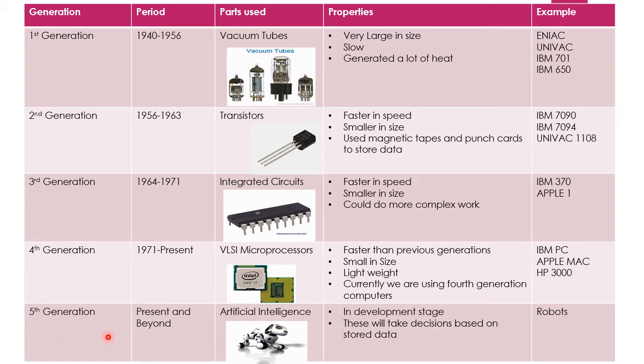Fifth generation, present and beyond. So the computers which are getting created now and the technologies which are getting used now, those are all part of fifth generation of computers. Main focus is on artificial intelligence. So we are making the device smarter so that they can take decisions based on the data they have. It is still in development stage. Robots are one of the examples of fifth generation computers.